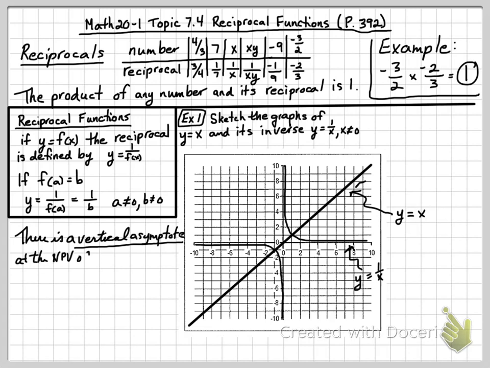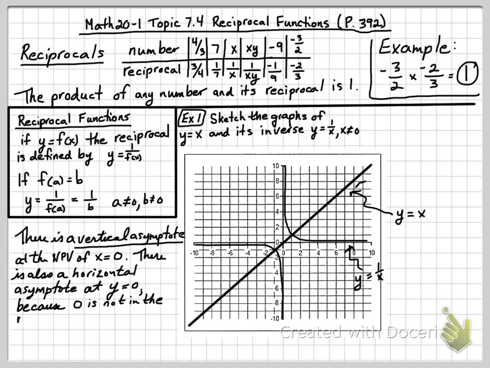There's a vertical asymptote, as it's called, at the non-permissible value of 0, because in our graph, x cannot equal 0. There's also a horizontal asymptote at y is equal to 0, because 0 is not in the range of the function. Because I have 1 in the numerator, my fraction will never equal 0.